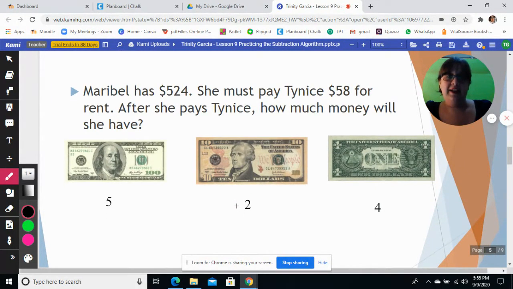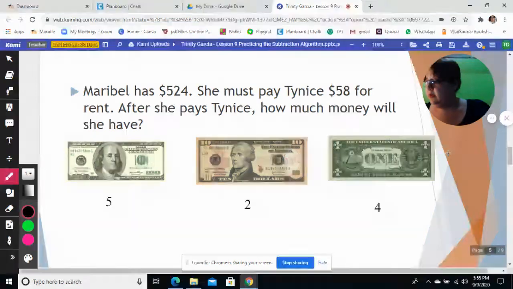Maribel has $524. She must pay Denise $58 for rent. After she pays Denise, how much money will she have? Okay, so we know that this is a subtraction problem because we see that she's getting rid of some of her money. Maribel has $524, and then she has to pay Denise $58. So we know that it is a subtraction problem.